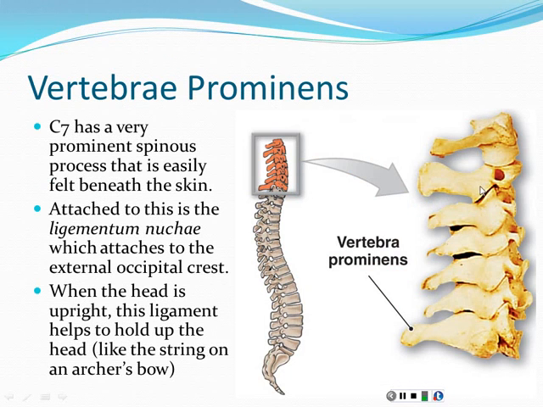C7, or the seventh cervical vertebra, looks a little different than the others because its spinous process is very prominent. If you run your fingers down the back of your neck, the first vertebra that you can feel sticking out is C7. We call this the vertebra prominens, or prominence. You know, so it's prominent. It's easy to see. Now, attached to this vertebra is a ligament called the ligamentum nuchae, which actually helps us to hold our heads up.